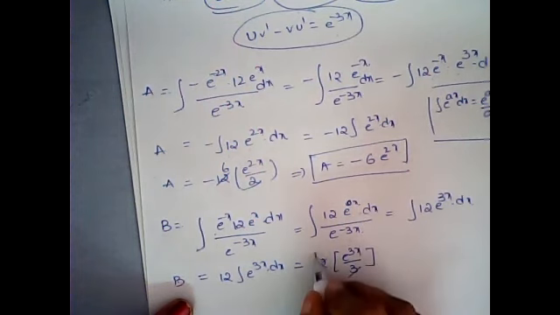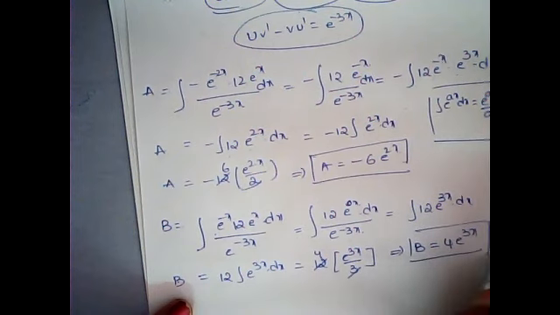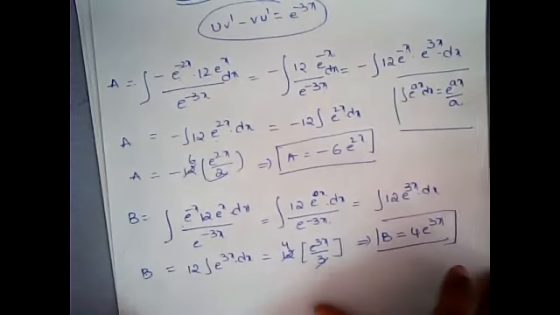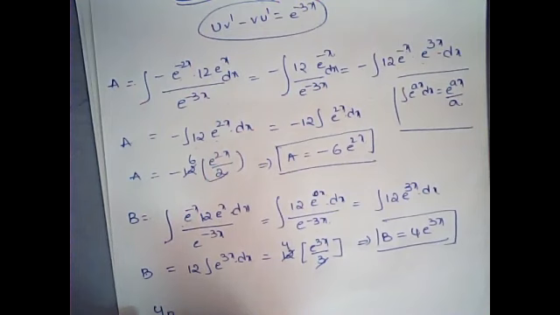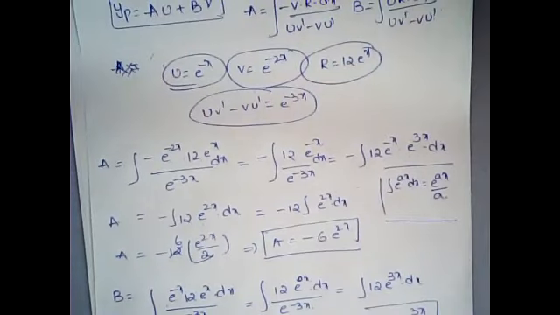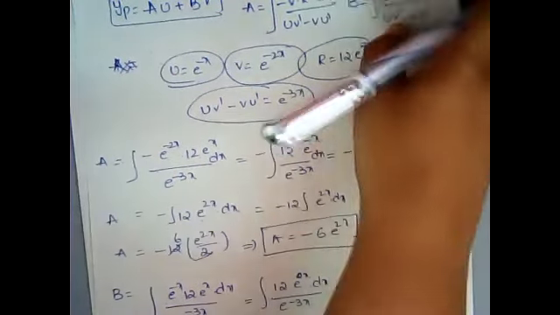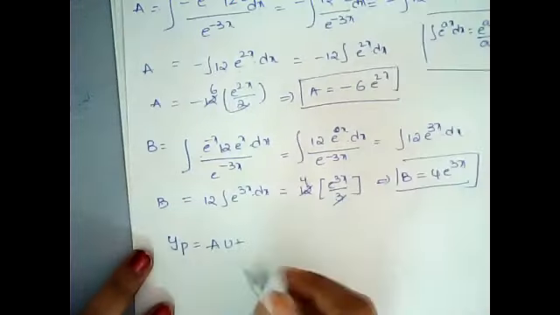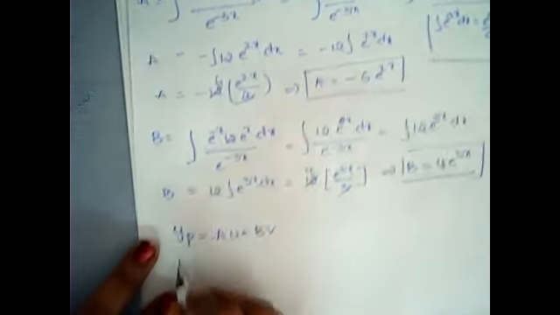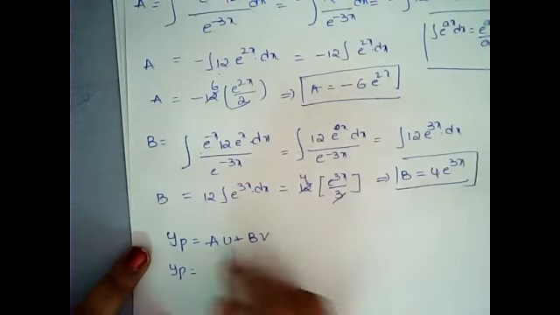Okay. Now 3 4s are 12. So therefore finally we got B is equal to 4 e power 3x. We got A and B values now. Now substitute these A and B values in yp here. So yp is equal to what here, which is AU plus BV, right? So AU plus BV. Now substituting that, where we got A is equal to minus 6 e power minus 2x.